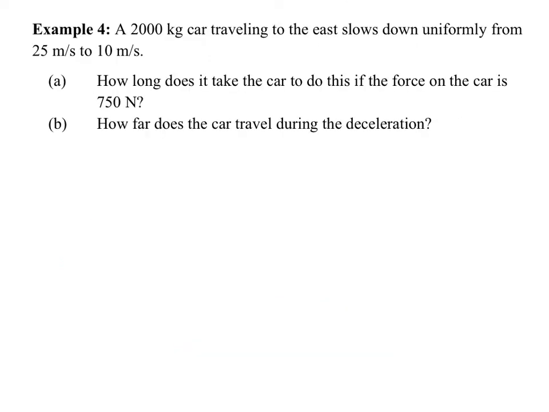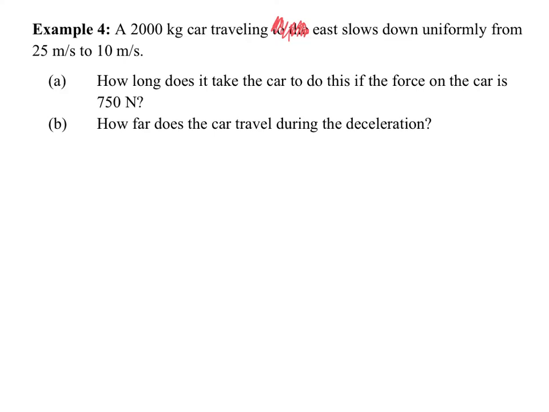All right, example 4 says a 2,000 kilogram car traveling east slows down uniformly from 25 meters per second to 10 meters per second. How long does it take the car to do this if the force on the car is 750 newtons? How far does the car travel during this deceleration? Now, how long does it take? So first we're looking for what?